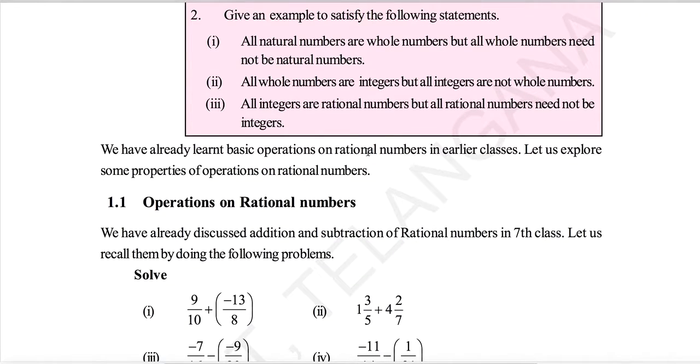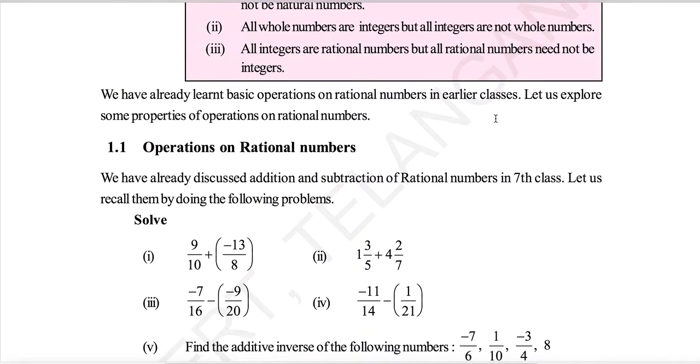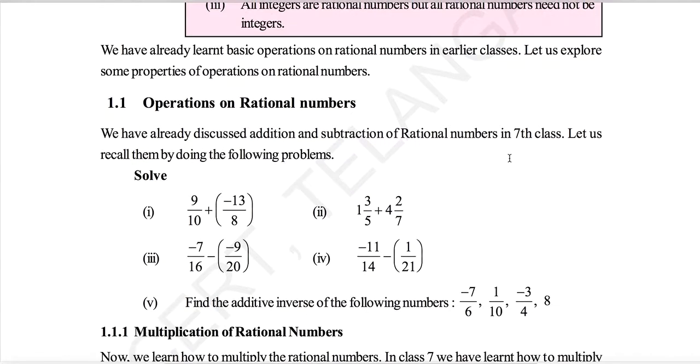All integers are rational numbers, but all rational numbers need not be integers. That is correct. If you take 2 by 3 for example, that is a rational number, but that cannot be included in integers. If you name any integer, that can be classified as a rational number. Even 0, 4, minus 4, 12, 24, any integer can be expressed in rational form.